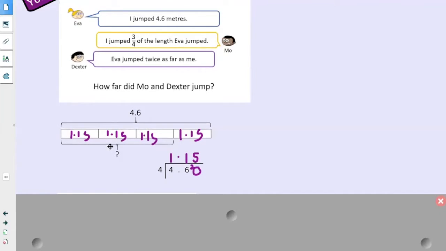Yeah, that's how much each one of them jumps, but we are after 3/4, so I'm not done yet. I now need to do 1.15 multiplied by 3, or I can do it 2 ways. I can do repeated addition to get 3.45 meters that Mo jumps, or I can do what we learned in a previous lesson and multiply.